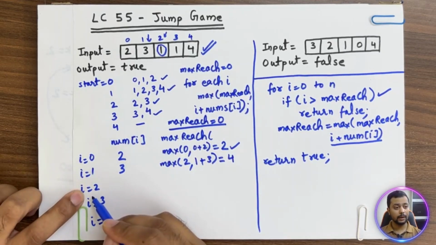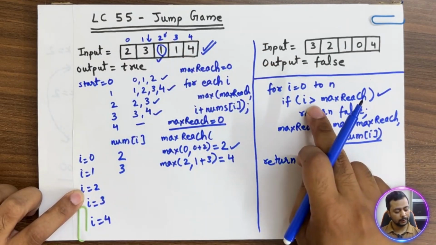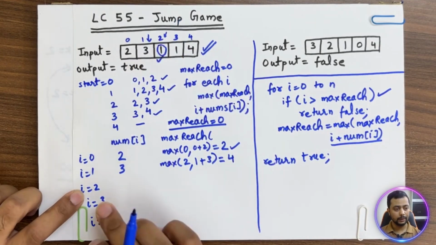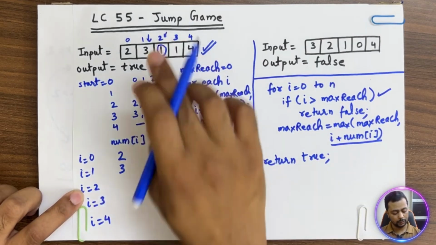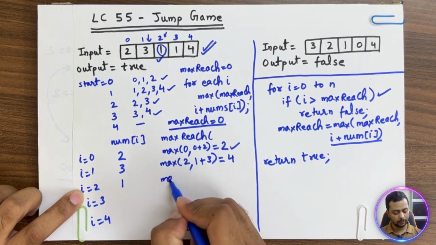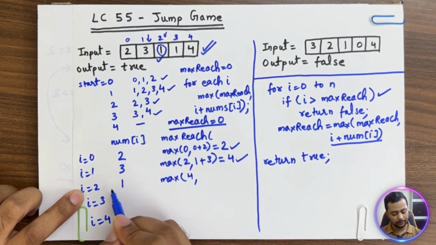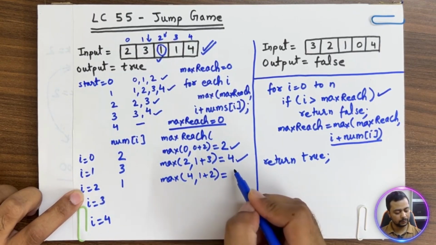Now let's come to I is equal to 2, which is this position. 2 is not greater than 4. So it means position number 2 is still reachable. It is within our range. So now I is equal to 2, the value is 1. So now max reach becomes the maximum of the previous value, which is 4, or the addition of these two, 1 plus 2. So the maximum is 4.